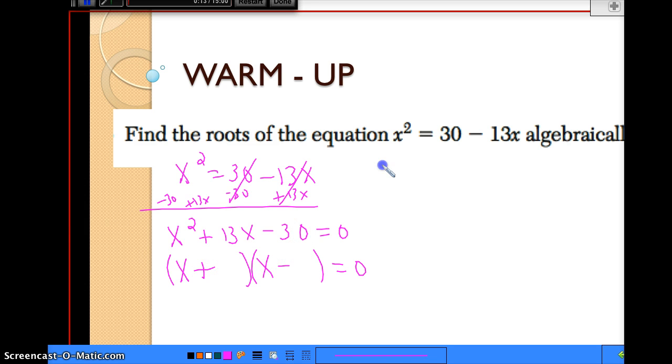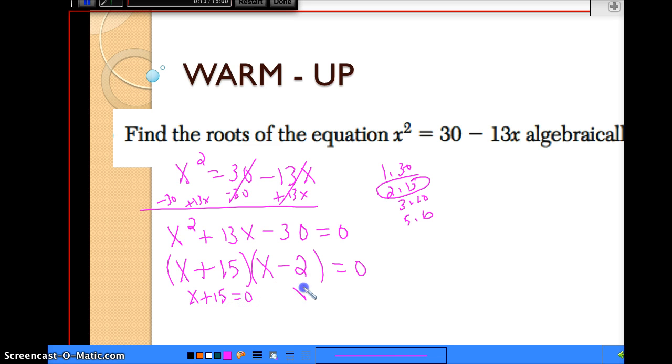My factors of 30 are 1 and 30, 2 and 15, 3 and 10, 5 and 6. I know that I'm going to subtract, so I need to know which ones do I subtract to get to 13, and that would be the 2 and the 15. 13 has to be a positive, so put the 15 with the positive and the 2 with the negative. It's fully factored. Now set each equal to 0.